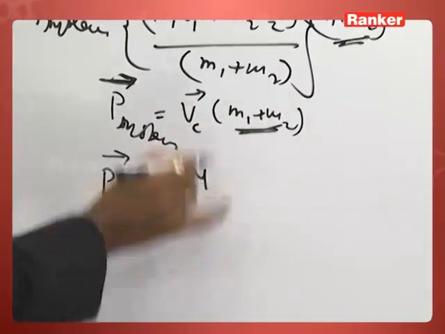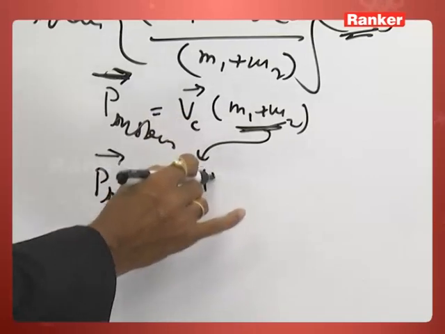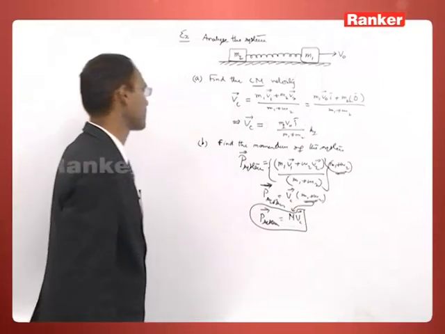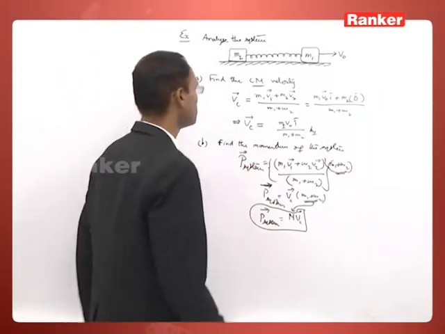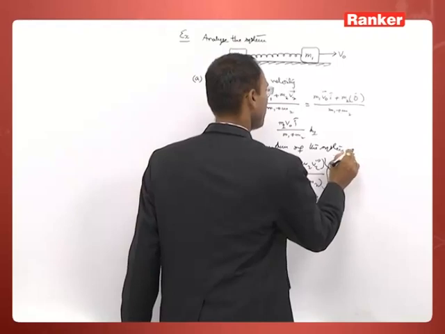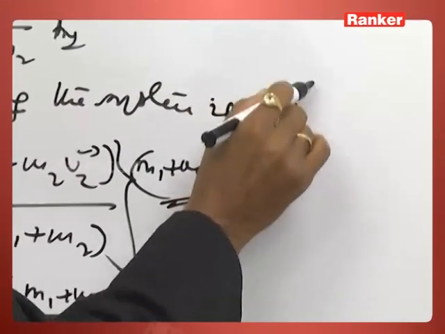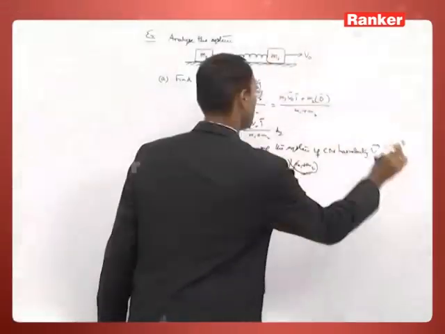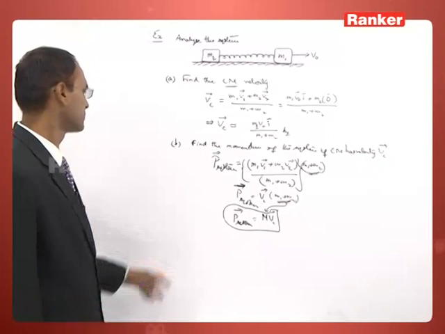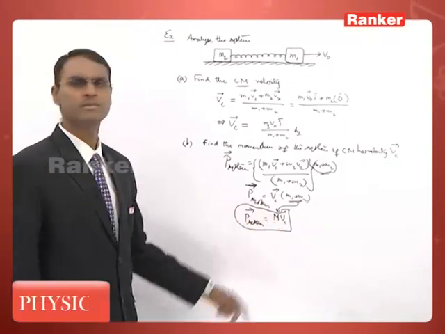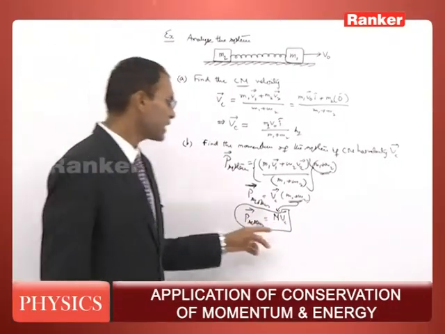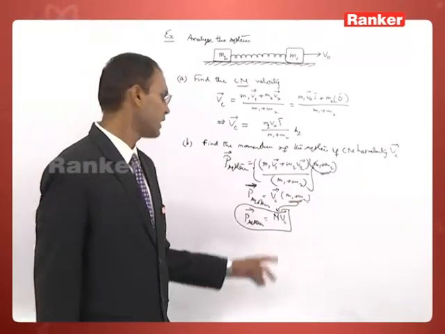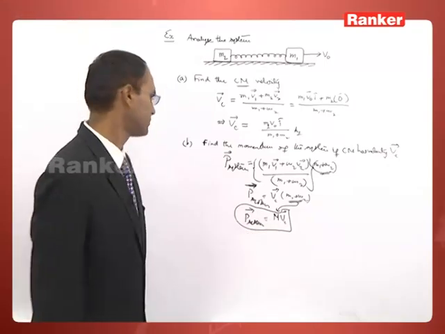Let the total mass be capital M and the center of mass velocity be Vc. Find the momentum of the system. If the center of mass has velocity Vc, if the center of mass velocity is given, directly multiply it with the total mass of the system. That will give us the momentum of the system.